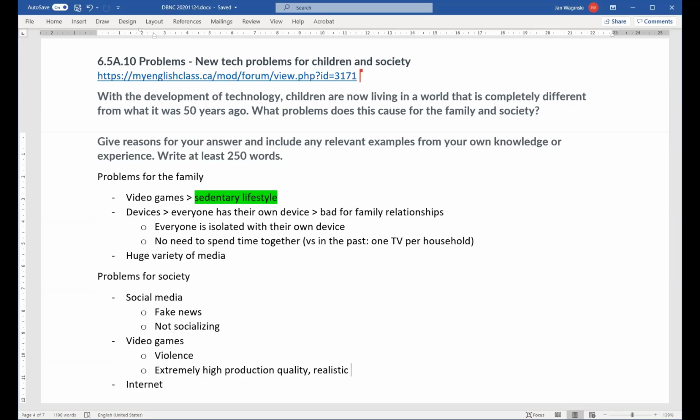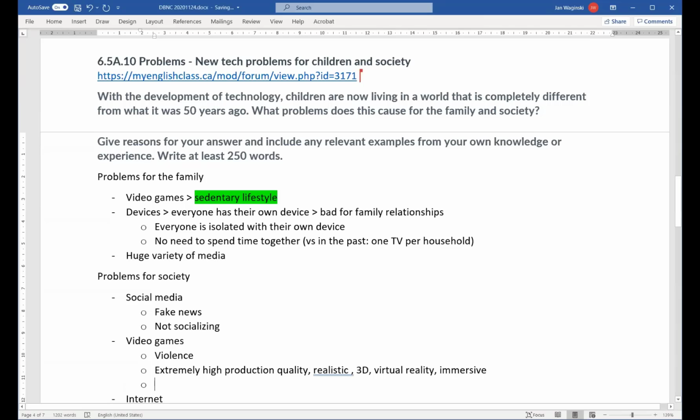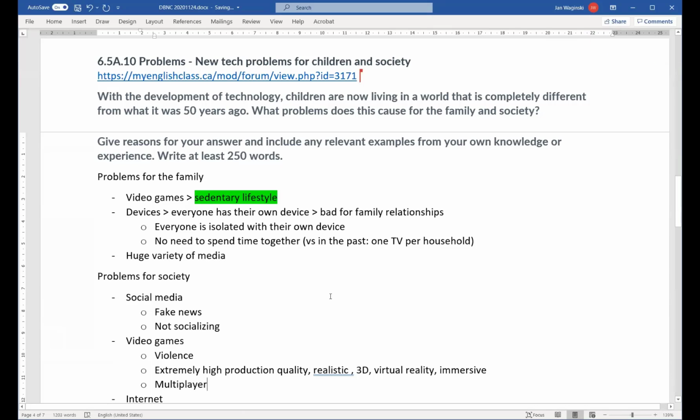There are 3D video games also. Virtual reality. You can use words like immersive. What does immersive mean? An immersive experience. You are inside the video game? Yeah. Like, you can immerse someone or something in water, means you're completely inside it. They can play with other friends or maybe strangers. Multiplayer. Online. And difficult with parental guidance or supervision.